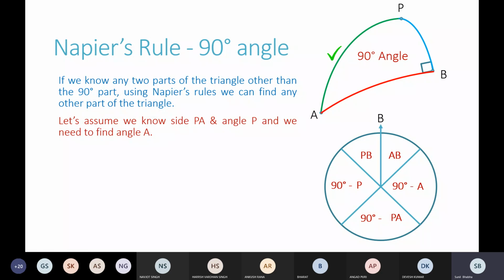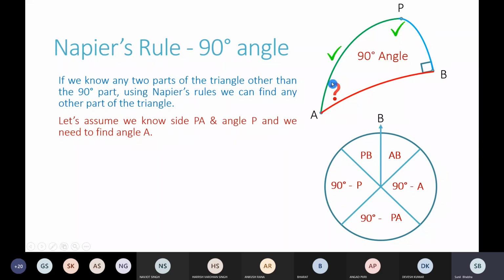First of all, let us identify the parts which are known to us. One thing which is known is side PA. I have made a tick mark here. And the second thing which we know is angle P. Again I have made a green color tick mark here. And the thing we have to find is angle A. Here I have drawn a question mark.